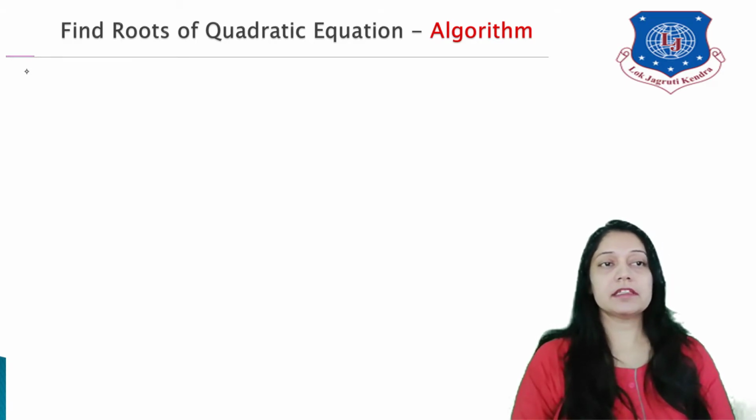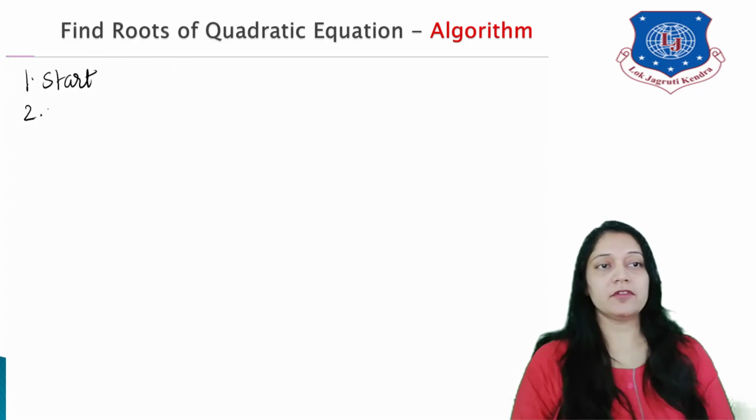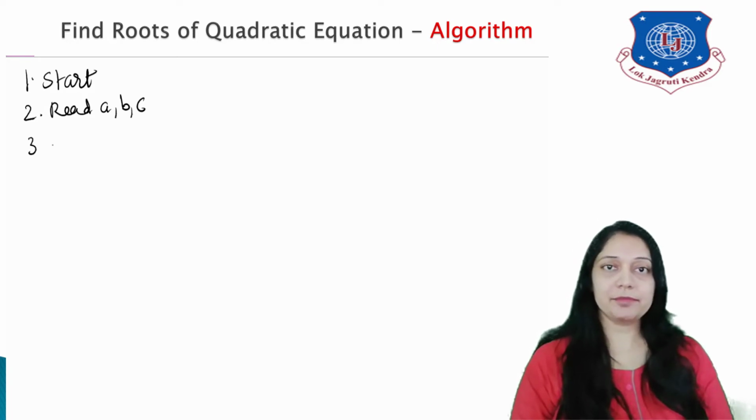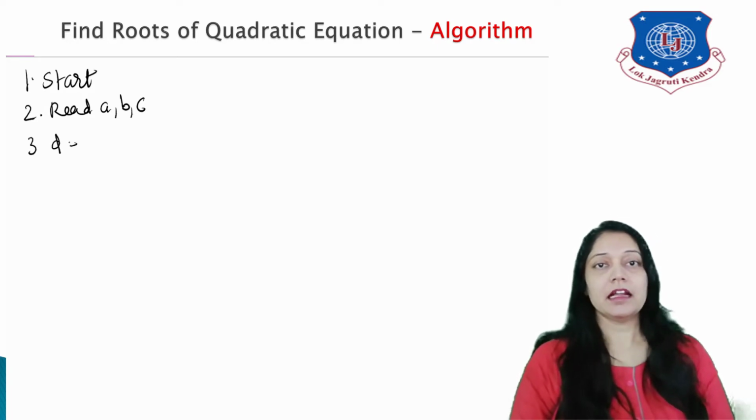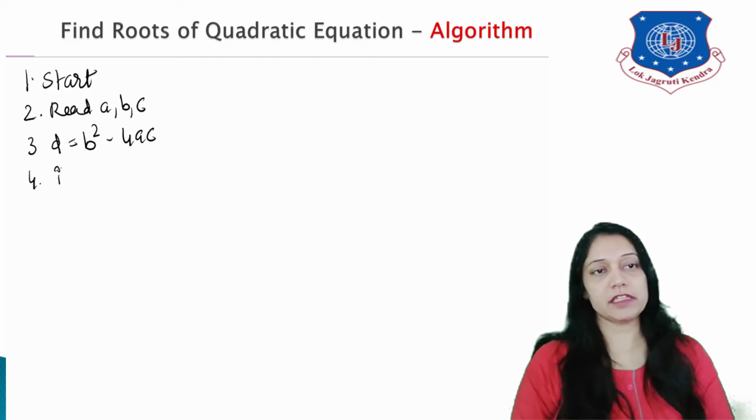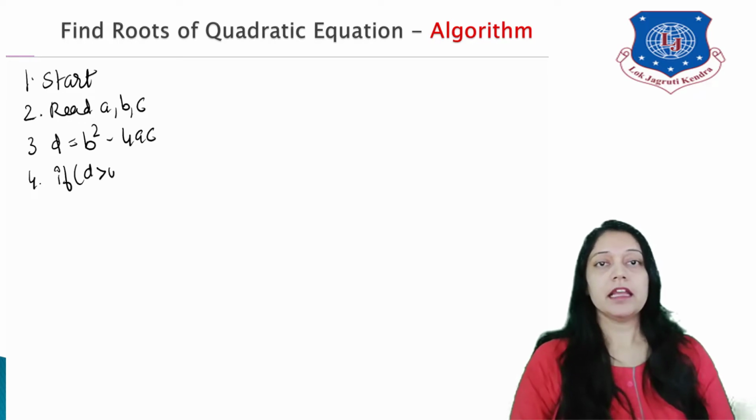The first step is, we'll start. Next, the second one is reading the coefficient values. So read the values of a, b and c. Then we'll find out the value of delta. So that is, I have specified here, use the letter d, that is d equal to b square minus 4ac.